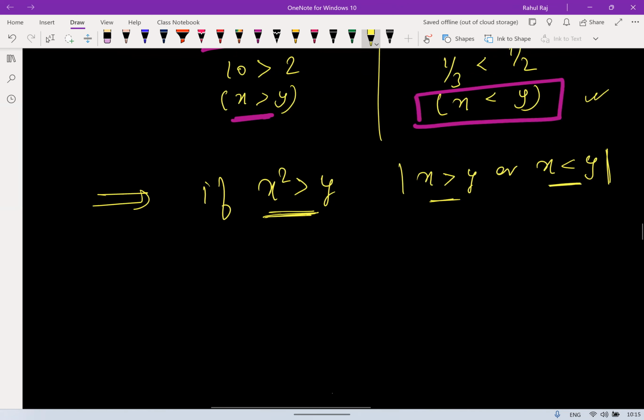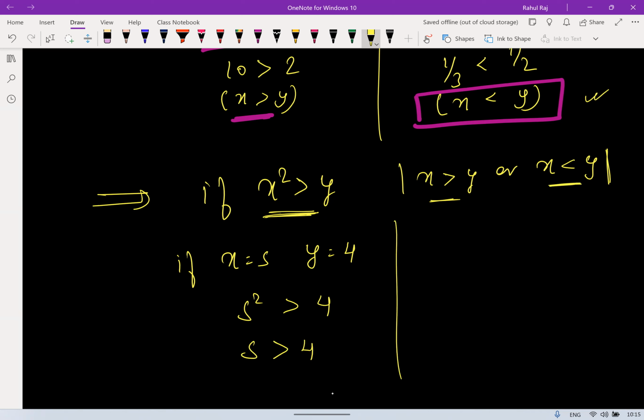Imagine x is equal to 5 and y is equal to 4. Can I say 5 square is greater than 4 and 5 is greater than 4? Yep. Now imagine x is equal to 3 and y is equal to 4. Can I say 3 square is greater than 4? Yeah, 9 is greater than 4, but technically x, which is 3, is less than y, which is 4. Yeah, you're right.